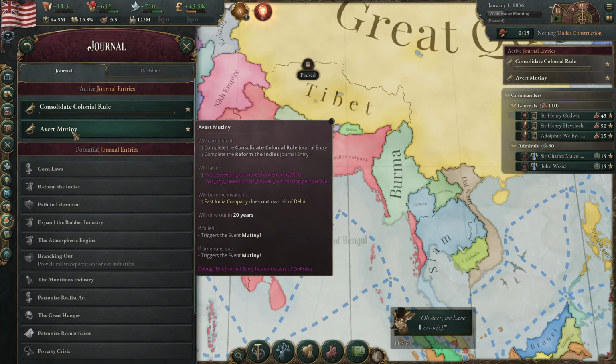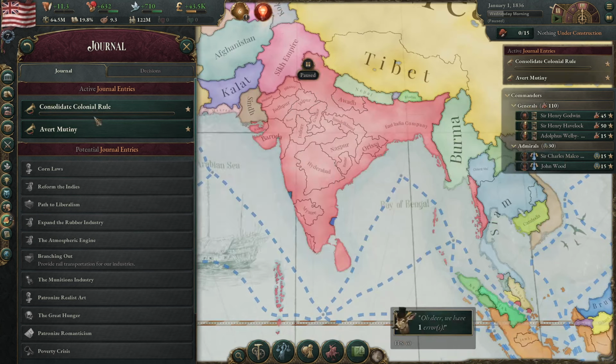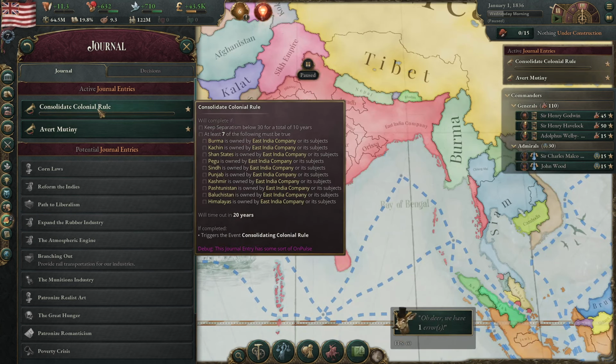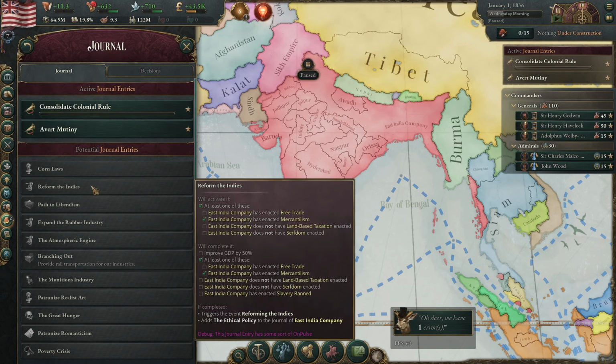So avert mutiny. This is the thing that's going to be the sort of Damocles over you as the East India Company. If you don't do something, then you are going to die. And so it's going to be pretty bad if you get transformed into the British Raj. They're going to take away all these subjects, and you're going to feel pretty bad. But you can avoid that by just puppeting everyone around you. Consolidating the colonial rule by just puppeting stuff is a sweet way to do it. And then, of course, you get to do Reform the Indies.